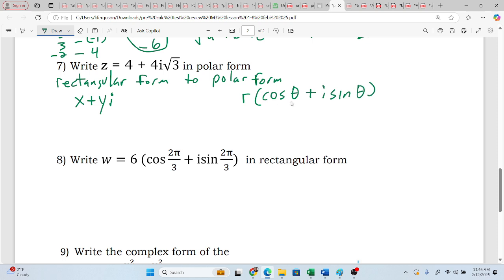So what do I need? I need r and I need theta. So I think, how can I use x and y to get r and to get theta? Well, r equals, like the distance formula, the square root of x squared plus y squared. And then theta, using x and y, is tangent inverse. So the inverse tangent of y divided by x, right? Y divided by x. So then let's figure out where we go from there.